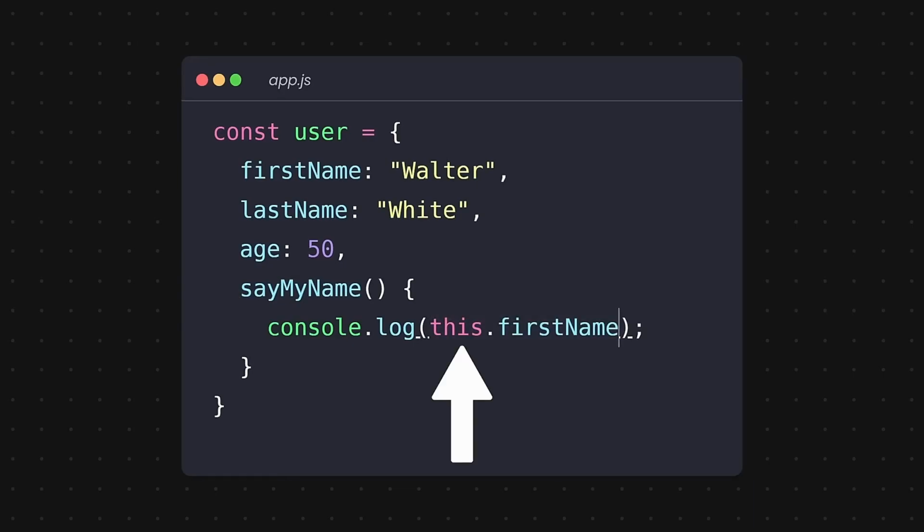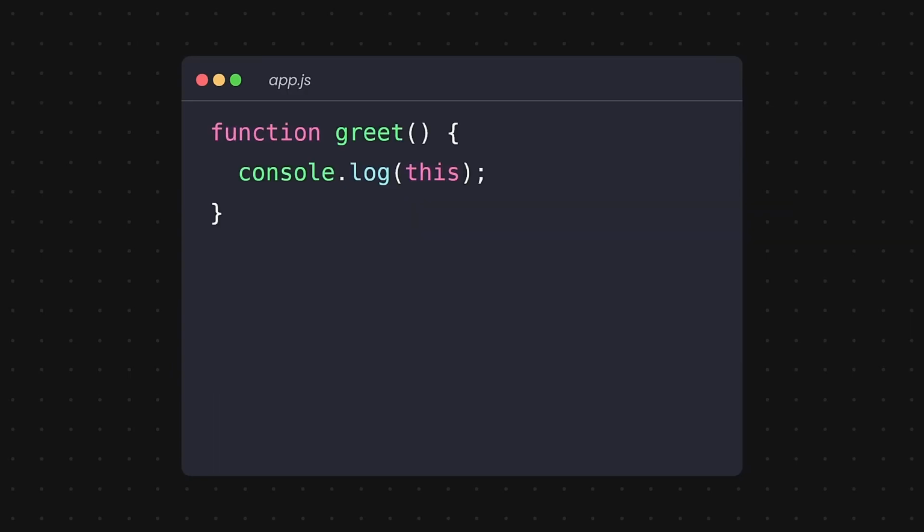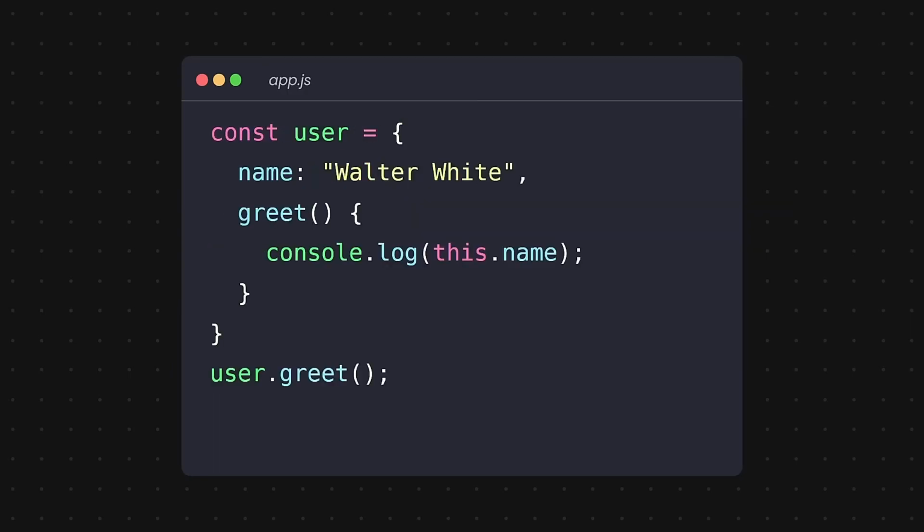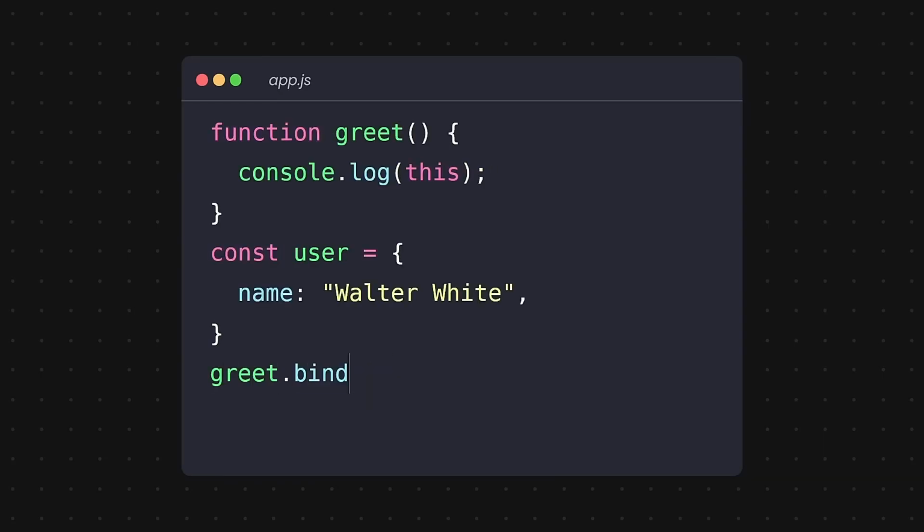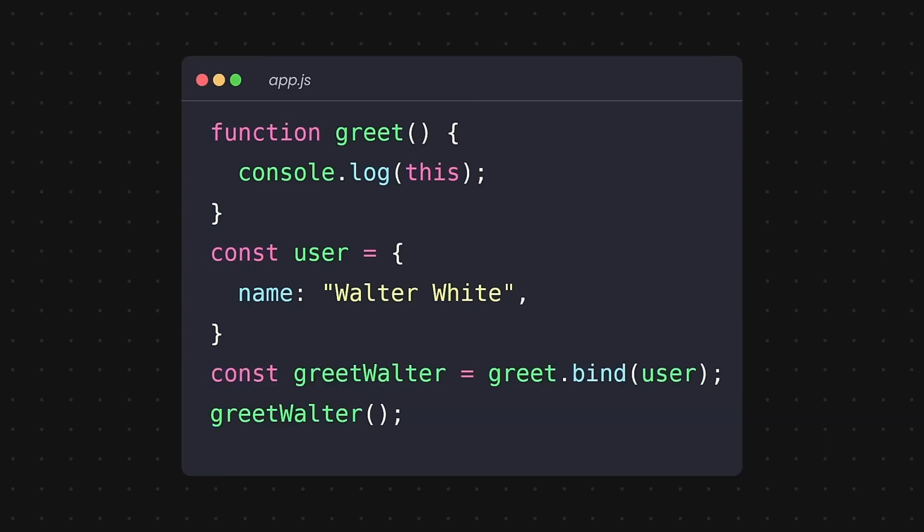The exact value of this depends on the context. For example, in the global scope, this refers to the window object. But inside an object method, this refers to that object, which allows us to access its properties. JavaScript also lets us manually control this, so we can bind a function to an object.